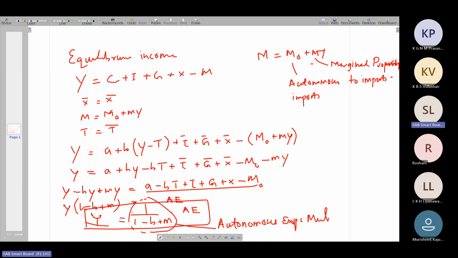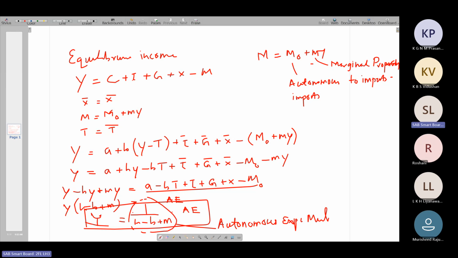Investment multiplier is the same, 1 over 1 minus b plus m. Government expenditure multiplier is also the same, 1 over 1 minus b plus m, positive. Export multiplier is also the same. But the import multiplier is negative. If we assume the import changes by delta M, we can take the income change, derive the two equations and simplify those equations. The import multiplier is minus 1 over 1 minus b plus m.